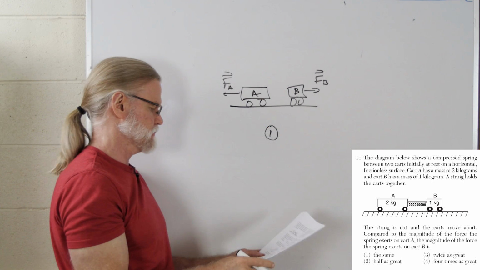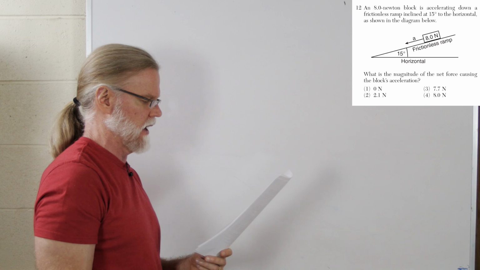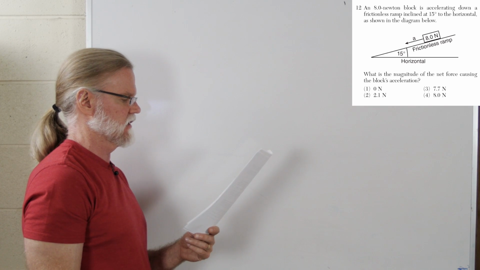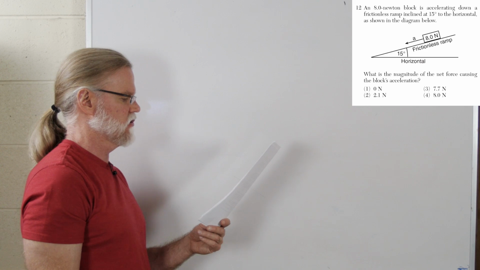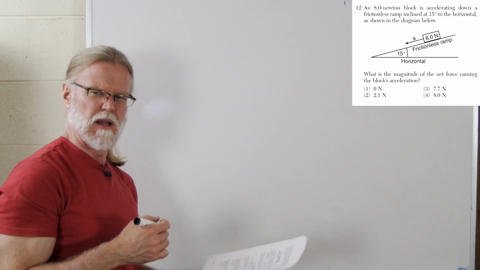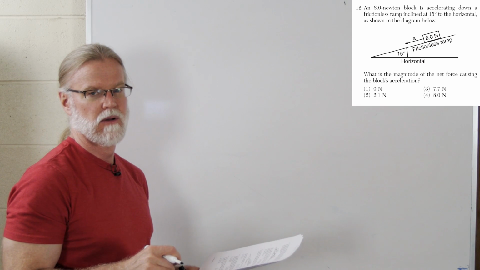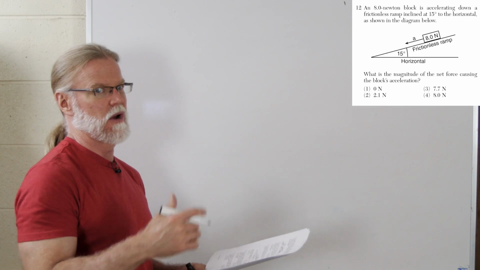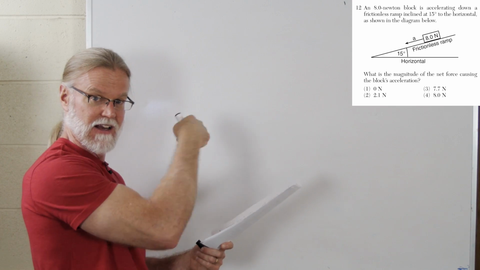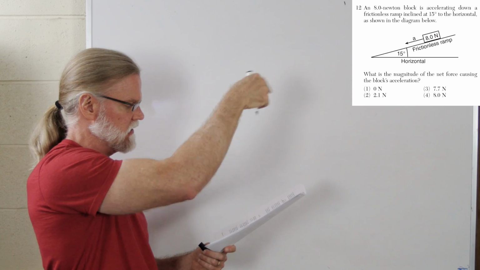1. An 8 newton block is accelerating down a frictionless ramp inclined at 15 degrees to the horizontal as shown below. What is the magnitude of the net force causing the block's acceleration? Well, which way is the block going? We don't know. We think we know. We think it's going down. That's what people think, but we don't know that. It's accelerating down, but it could be going up and slowing down. So all we know is it's accelerating down.